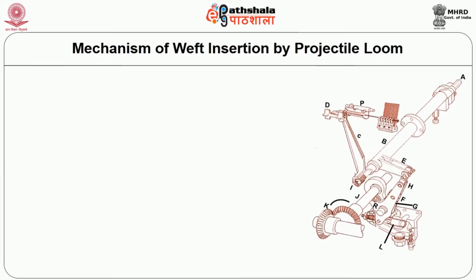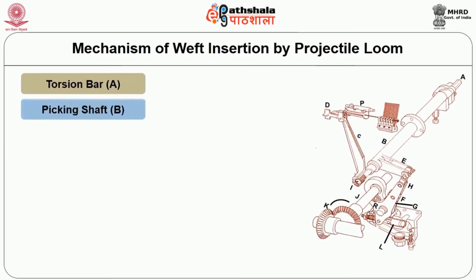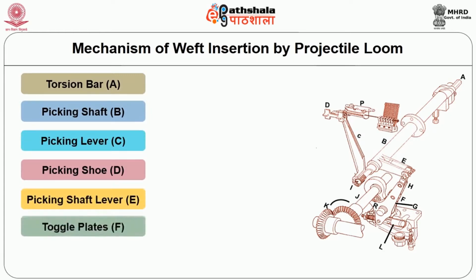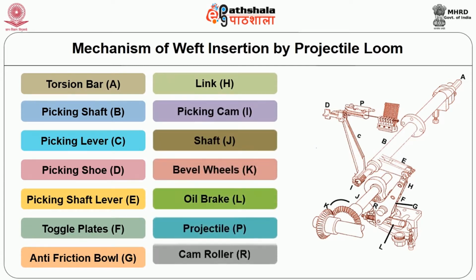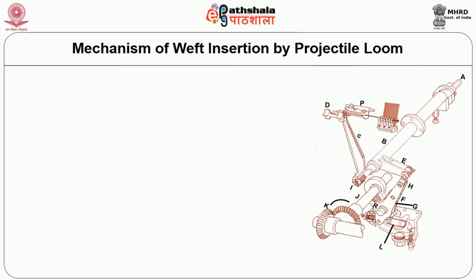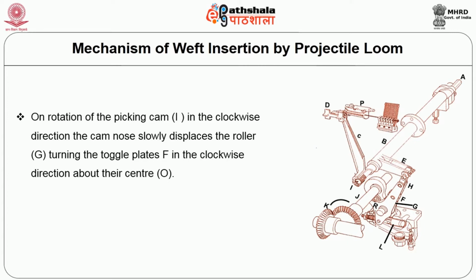The main parts of the picking mechanism include a torsion bar labeled A, picking shaft labeled B, picking lever labeled C, picking shoe labeled D, picking shaft lever labeled E, toggle plates labeled F, and picking cam labeled I, as shown in figure 1. On rotation of the picking cam I in the clockwise direction, the cam nose slowly displaces the roller G, turning the toggle plate F in the clockwise direction about its center O.